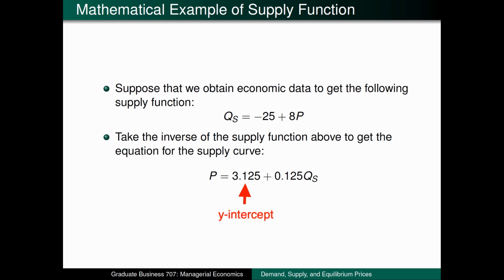This means that the y-intercept is 3.125 and the slope is 0.125. Most importantly, the slope is positive, implying that price and quantity supplied is directly related or positively correlated. We'll come back to this equation when we meet for the face-to-face session on the second half of this chapter.